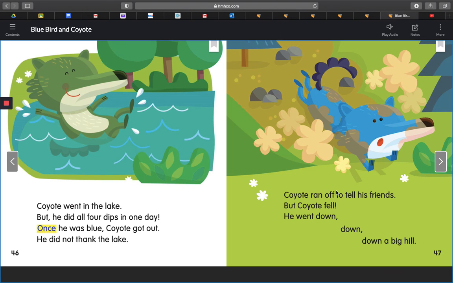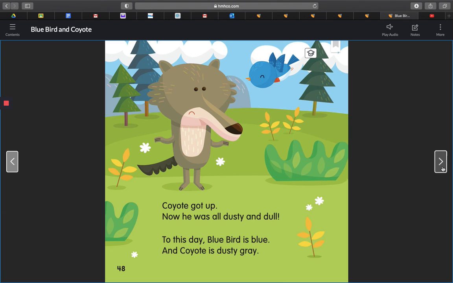Coyote ran off to tell his friends, but Coyote fell. He went down, down, down a big hill. Coyote got up. Now he was all dusty and dull. To this day, Bluebird is blue, and Coyote is a dusty gray.